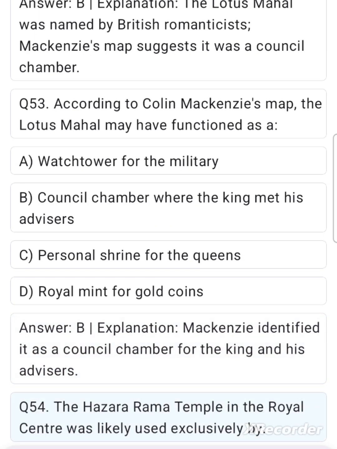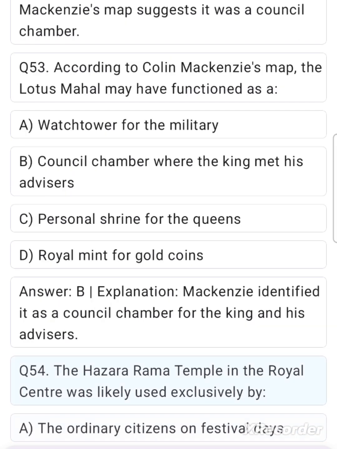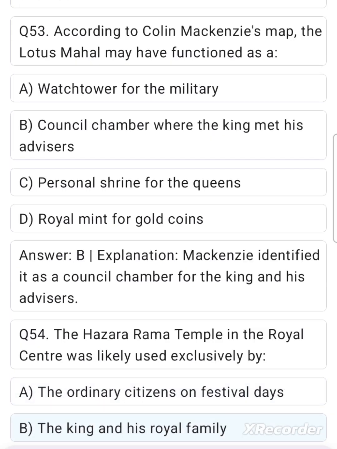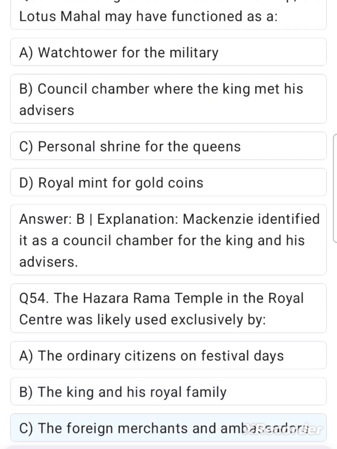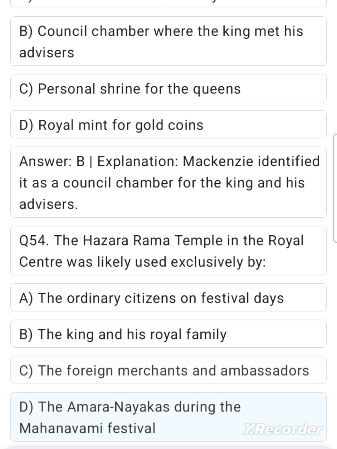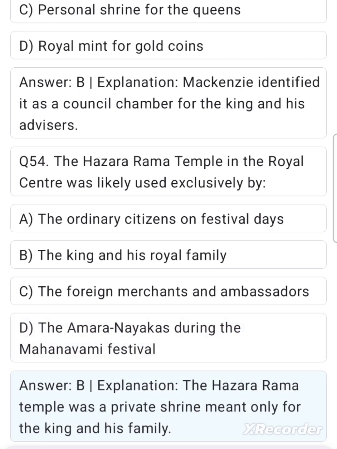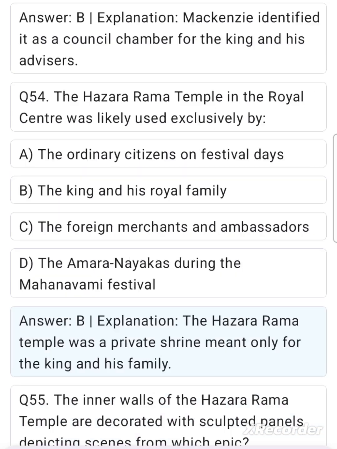Q54. The Hazara Rama temple in the royal center was likely used exclusively by: A. The ordinary citizens on festival days. B. The king and his royal family. C. The foreign merchants and ambassadors. D. The Amara-Nayaka during the Mahanavami festival. Answer. B. Explanation. The Hazara Rama temple was a private shrine meant only for the king and his family.